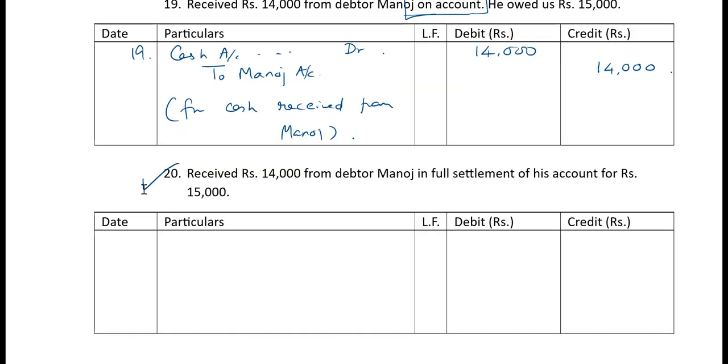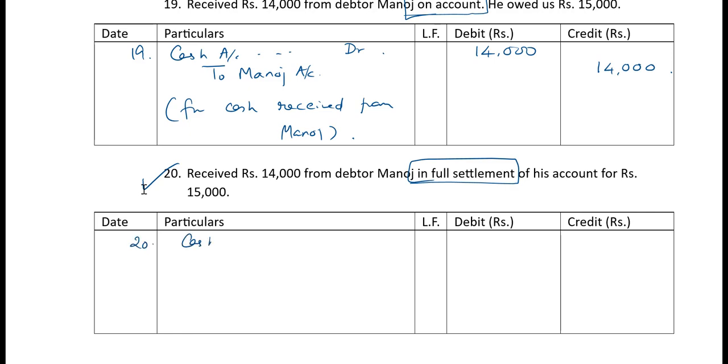Twentieth transaction. Received 14,000 from debtor Manoj in full settlement of his account for rupees 15,000. Now the term full settlement is used. It means we are going to receive 14,000 and the debt of Manoj of 15,000 will reduce, which means the difference of 1,000 is discount allowed by us to debtor Manoj. Let's see the accounts involved.